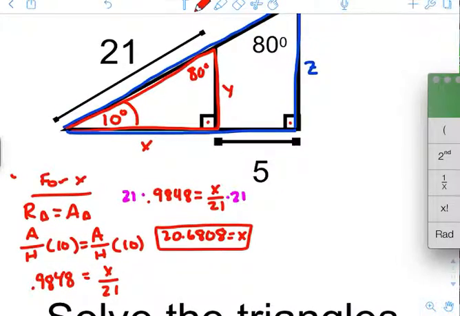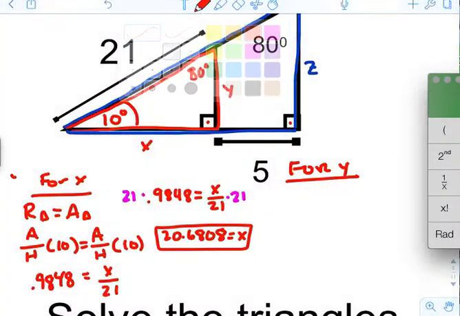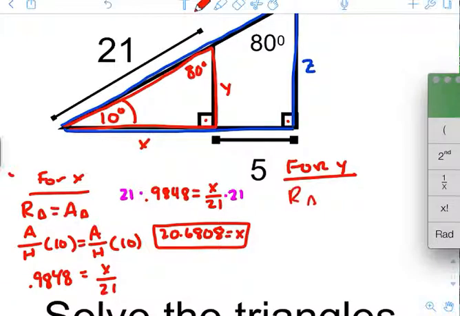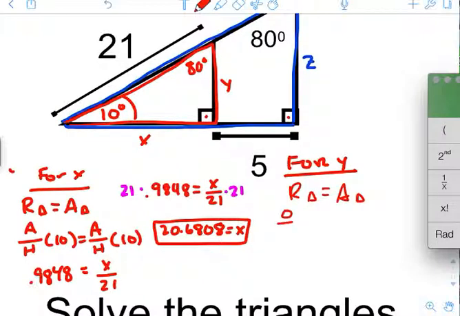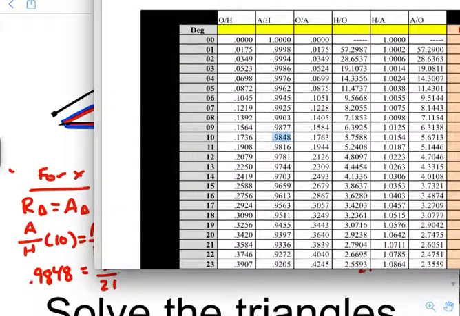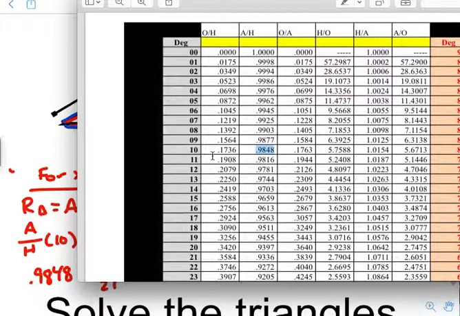I'm going to follow a very similar solving pathway for y. Now we do have x here, but I'm going to ignore it. I'm going to use the same reference triangle is equal to actual triangle ratio, except now y is opposite, so I'll be switching to opposite over hypotenuse. I still want to use 21 and 10 degrees for the angle. My actual triangle gives me y over 21. So I need to find opposite over hypotenuse for 10 degrees, which is my first column: 0.1736.